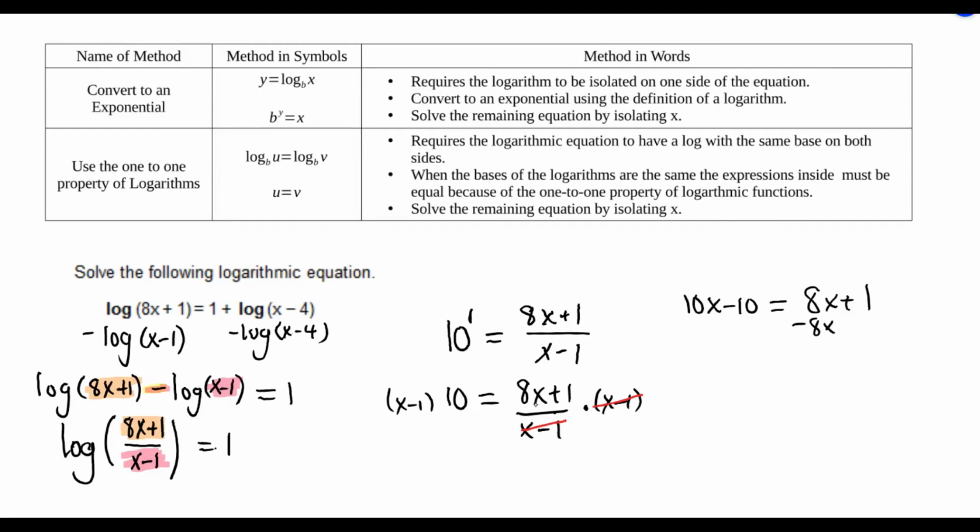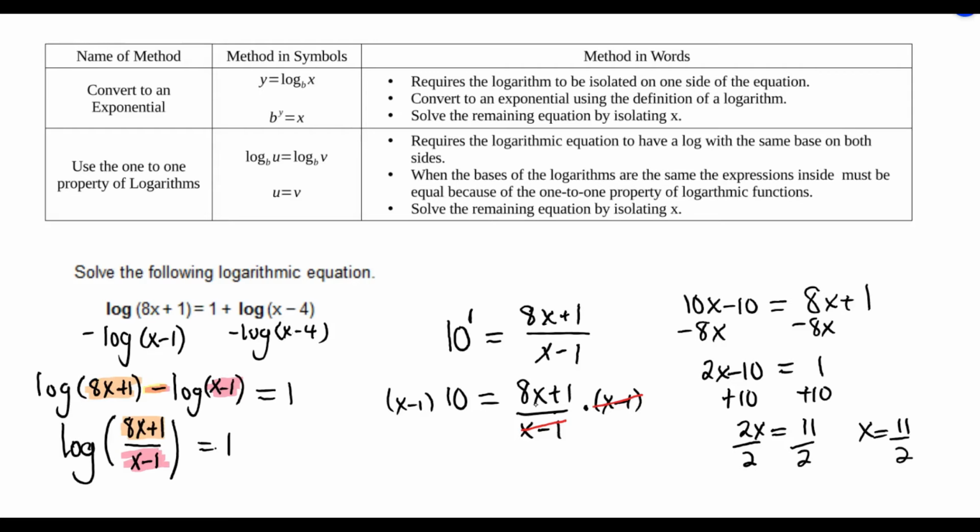I want to get all the x's onto the same side, so I subtract 8x. That's 2x minus 10 equals 1. Now that I've got all the x's on one side, I'll get x by itself. I'm going to add 10 to both sides. That's 2x equals 11. Divide both sides by 2, and I have x equals 11 over 2.